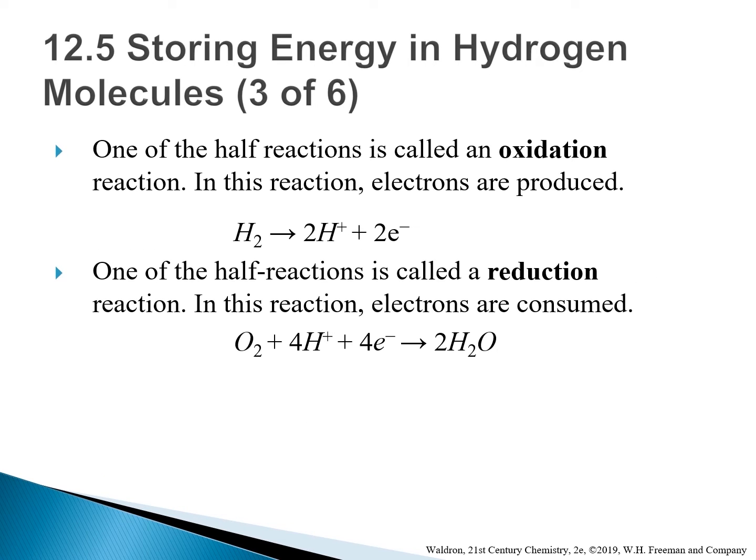Let's take a closer look at the half reactions. Oxidation half reactions have electrons on the product side. Electrons are produced as shown below. Oxidation is a loss of electrons. In this half reaction, hydrogen molecules are oxidized to make protons, or the H+ ions, and electrons.